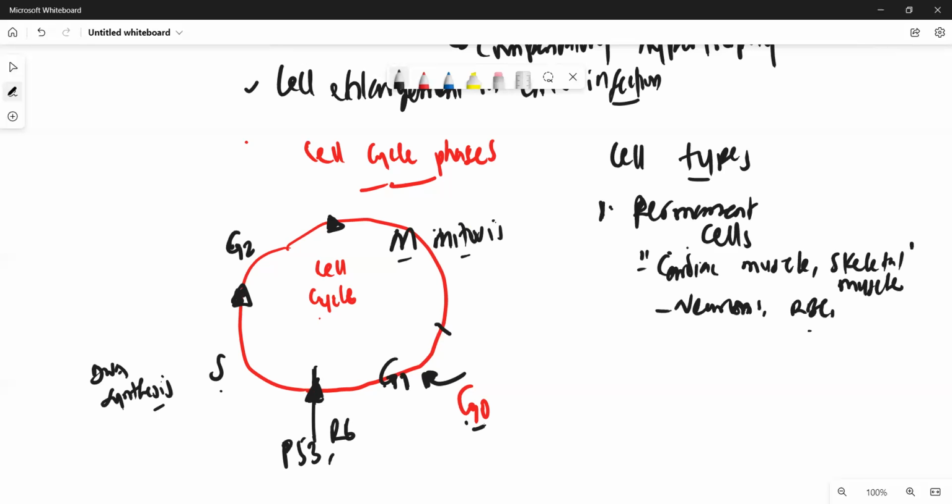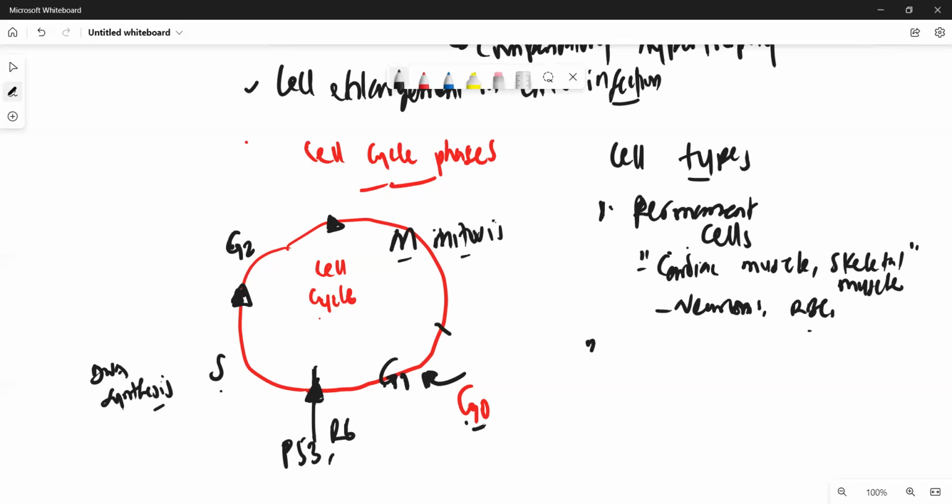That's why when we talk about cardiac muscle and skeletal muscle, those cells cannot divide. Because they cannot divide, they cannot undergo hyperplasia, which we'll talk about in a second. They can only undergo hypertrophy, so they can only increase in size. So you don't see cardiac muscle hyperplasia or skeletal muscle hyperplasia, because the reason being they are permanent cells, always in G0, and they don't divide.